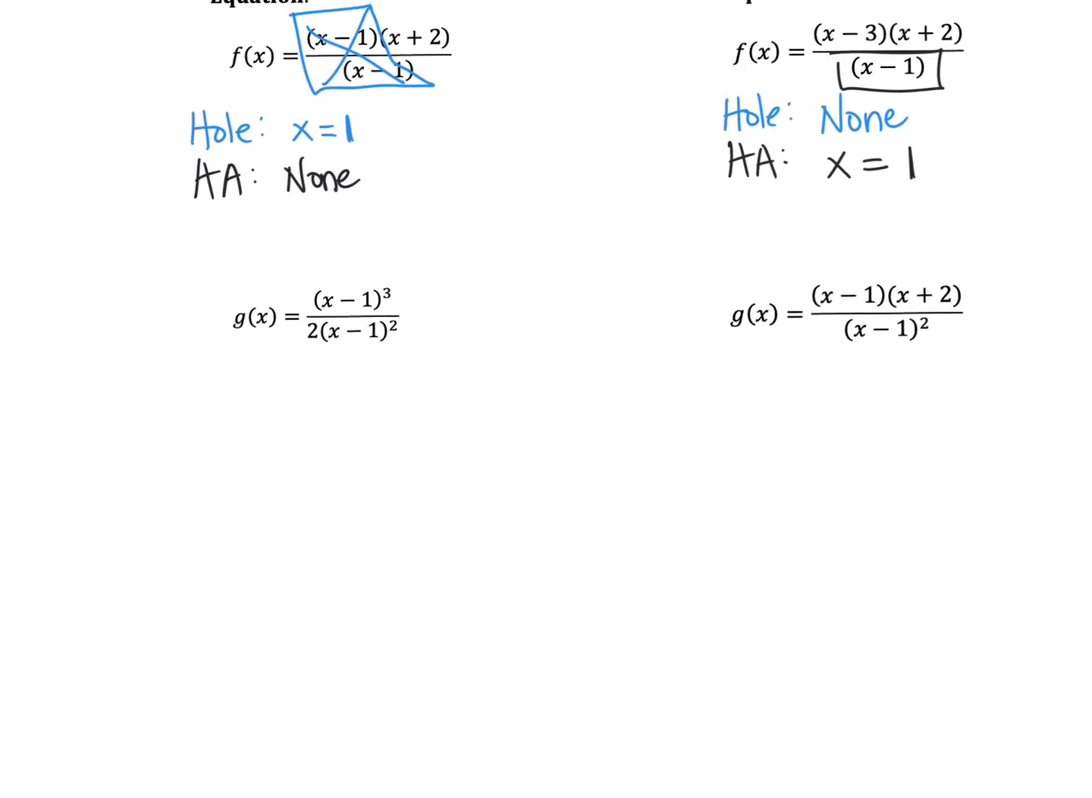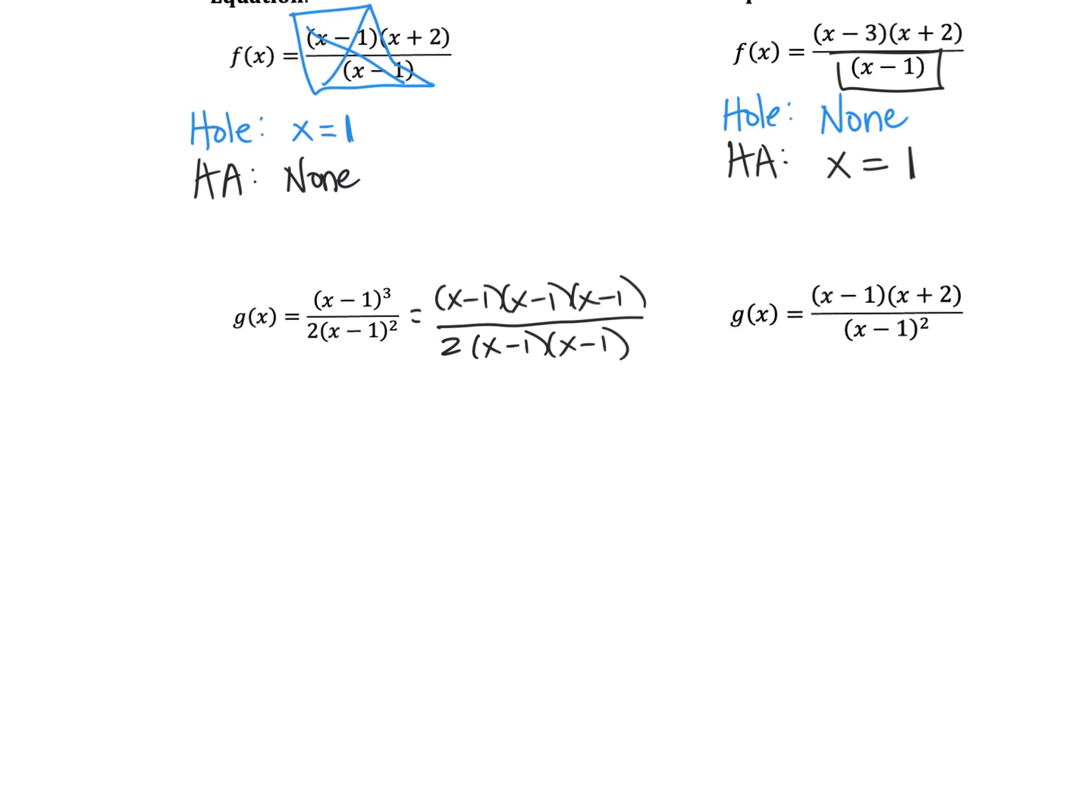And so if we look at this first one, g of x equals (x minus 1) to the third over 2 times (x minus 1) to the second. Well, it's pretty obvious that we've got some repeated factors. And just for the sake of investigation, I'm going to actually write that out. That's not something you're going to have to do every time, because I think you're eventually going to get to where you can see it.